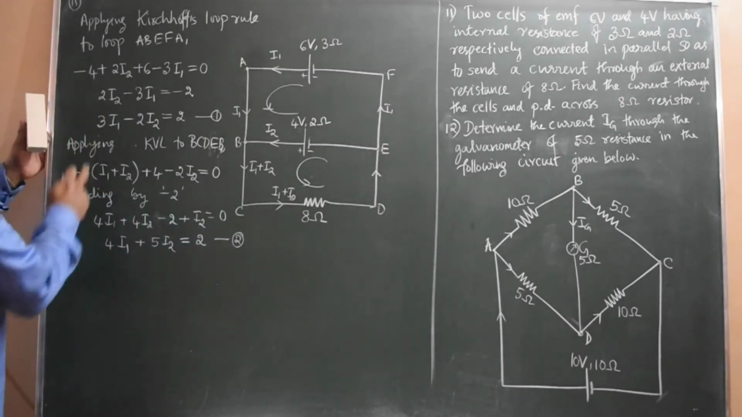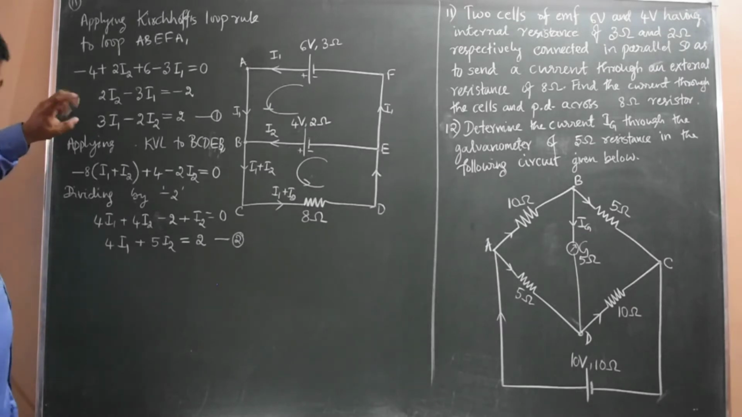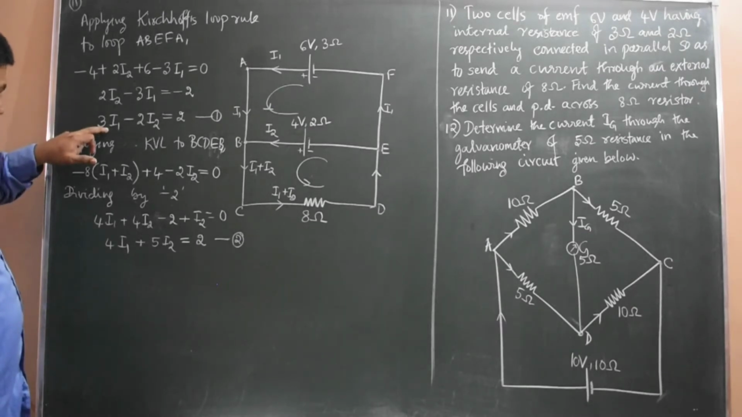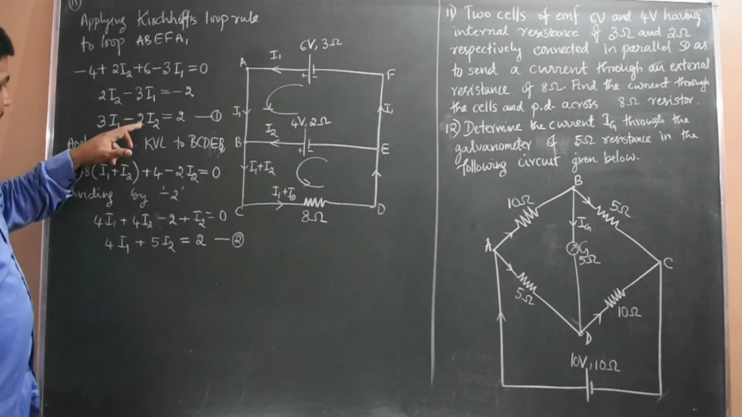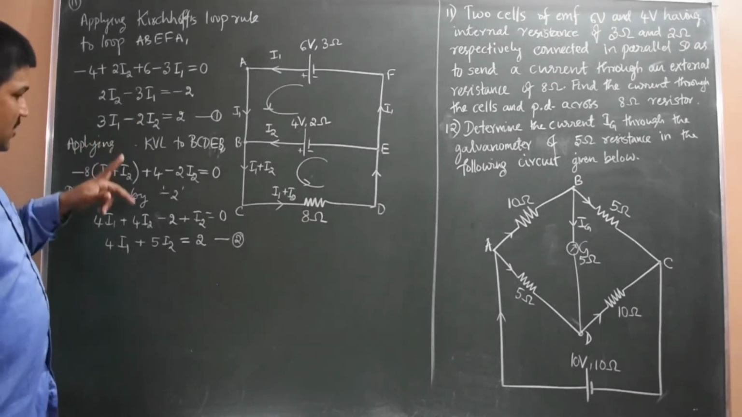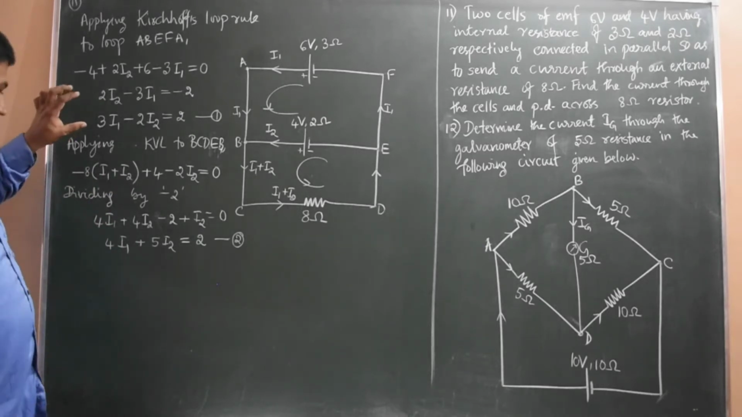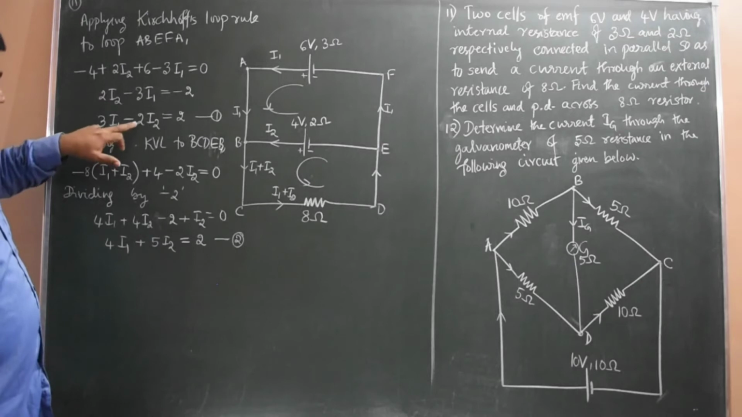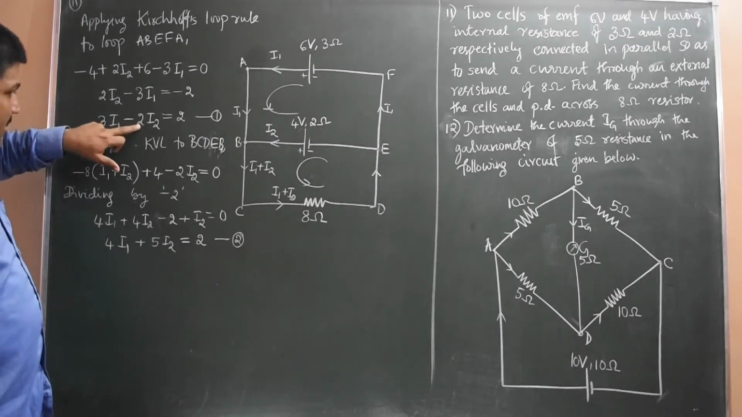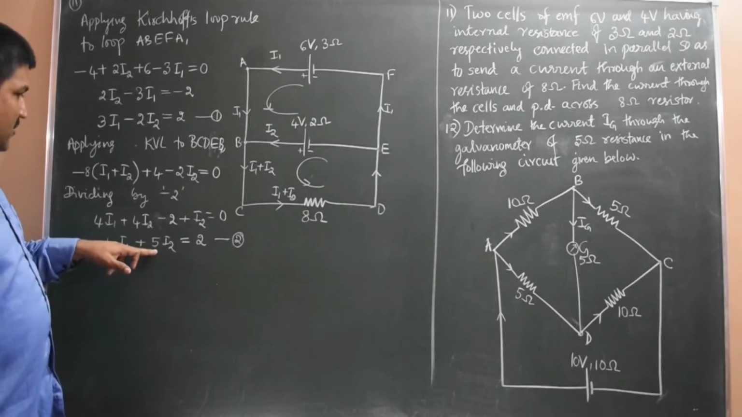Firstly, observe the equations carefully. Here we have 3I1, here 4I1, and here 2I2 is there, here 5I2 is there. So how to eliminate this? We have to make the coefficients the same. Then we can subtract or add. So here we can see it is 2I2. I multiply equation 1 by 5 and equation 2 by 2.